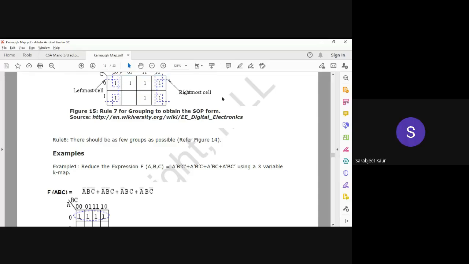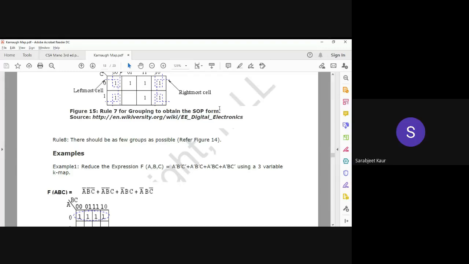Right. Now, after I've done that, I am again left with another one. How will I group that? I can group either this one with this one or this one with this one. It doesn't matter. Now with these three groups, I have all the ones covered.